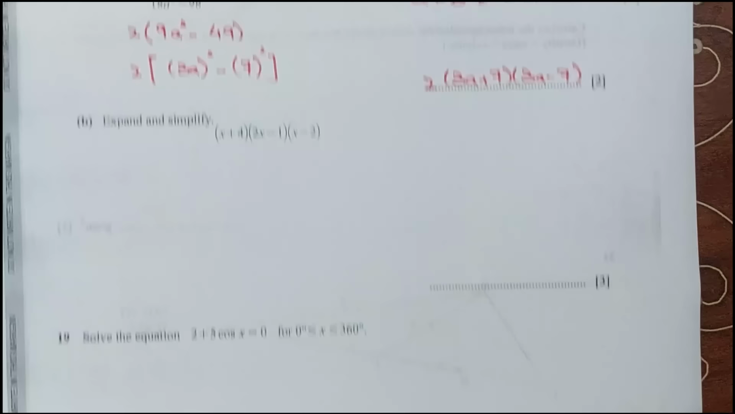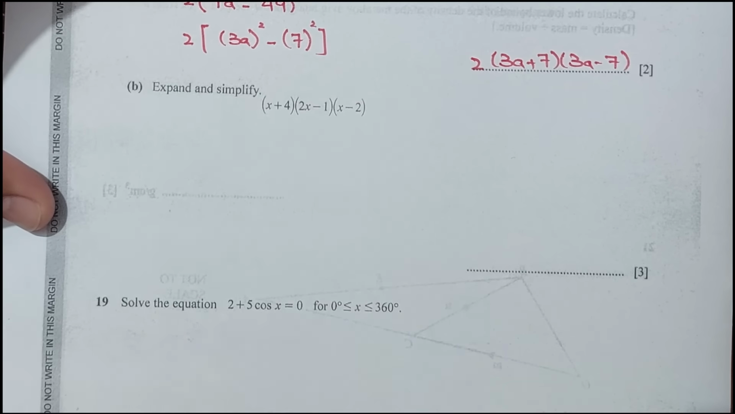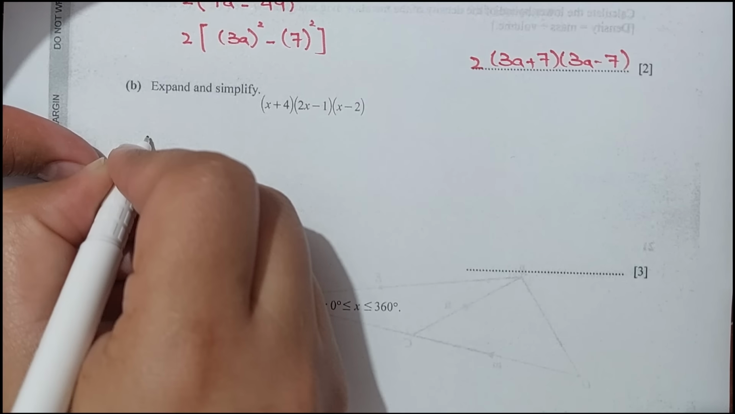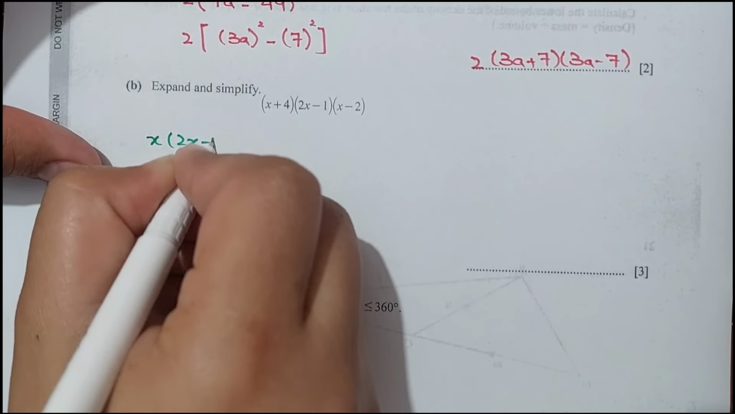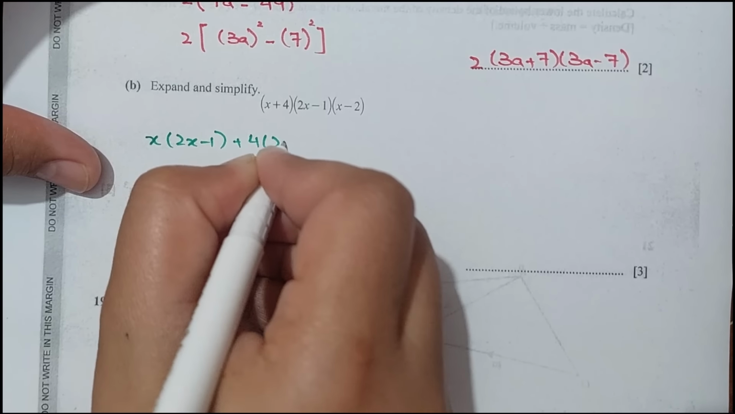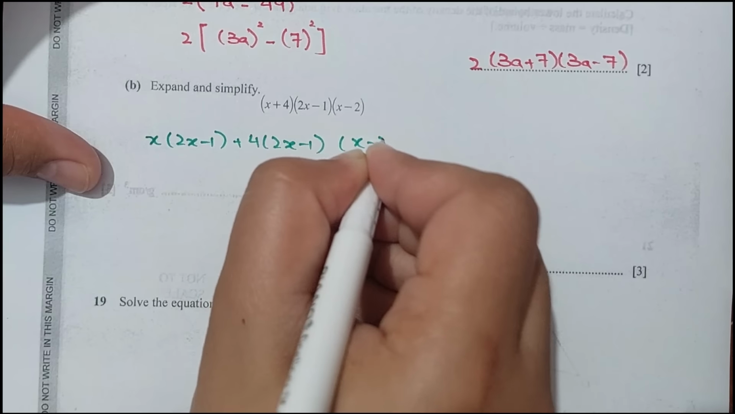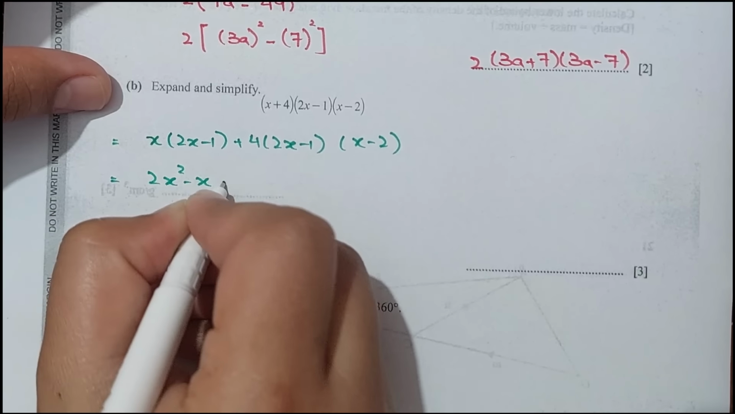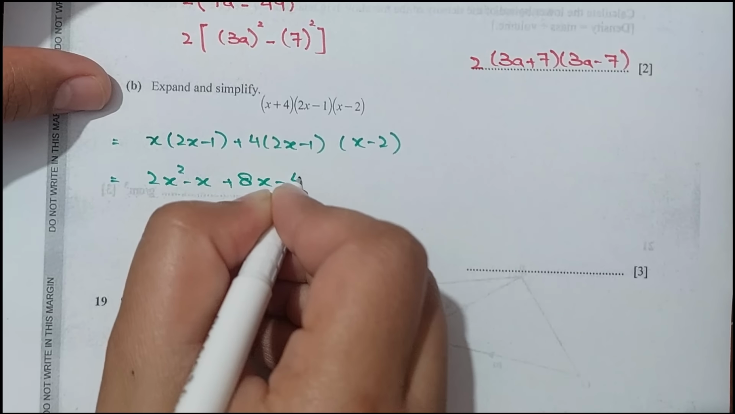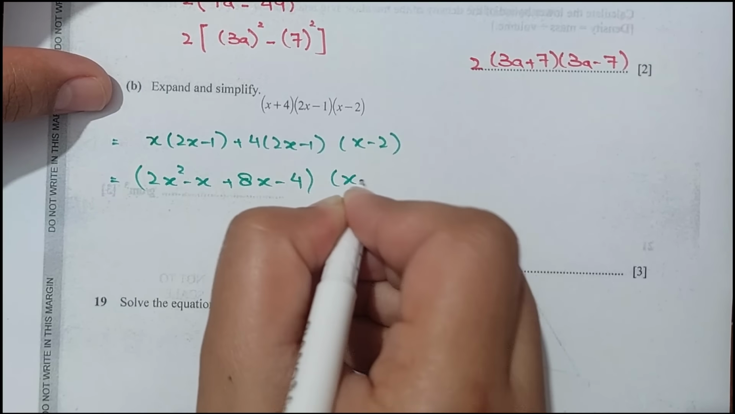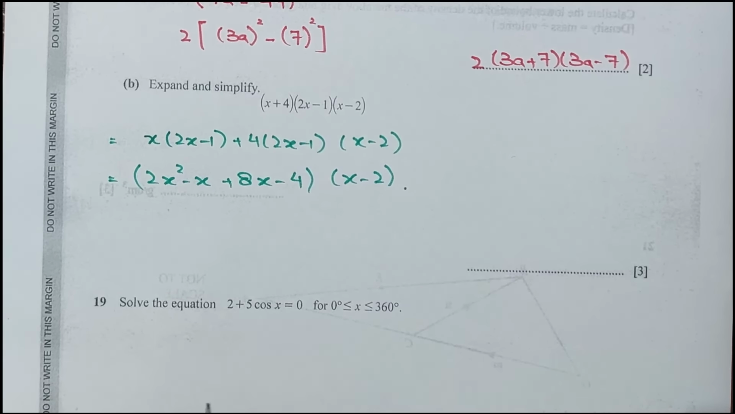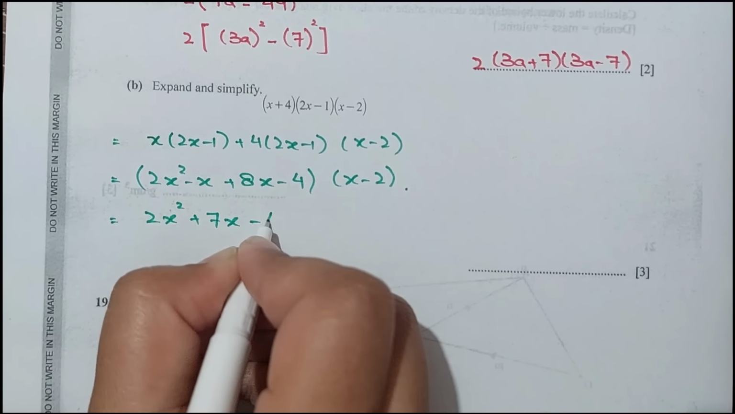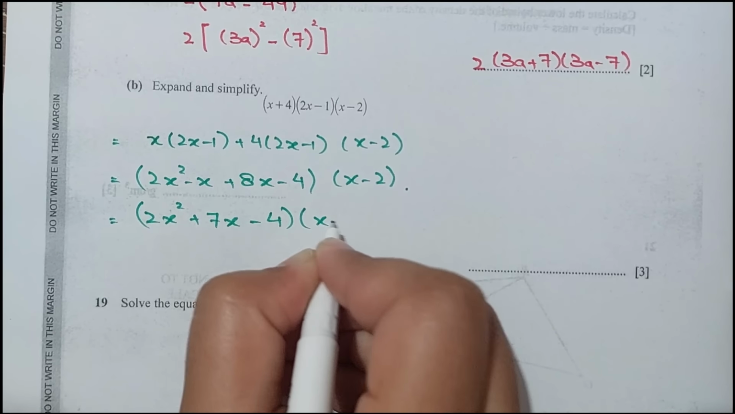Right. Now for part B, you have to expand and simplify. So this is pretty simple. Let me expand with x. x expands to 2x minus 1 and 4 expanded to 2x minus 1, and the last bracket x minus 2 stays the same. This would be 2x square minus x. This would be 4 times 2 is 8x minus 4. All right, this would be x minus 2. Okay, further simplification, 2x square plus 7x minus 4 and product with x minus 2.